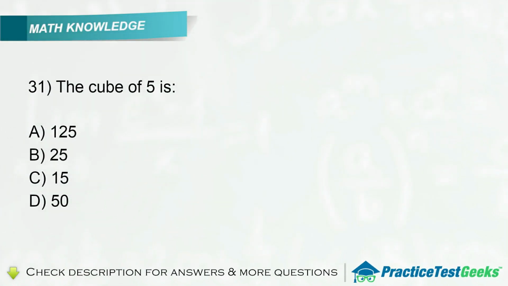Question 31. The cube of 5 is? A. 125. B. 25. C. 15. D. 50.